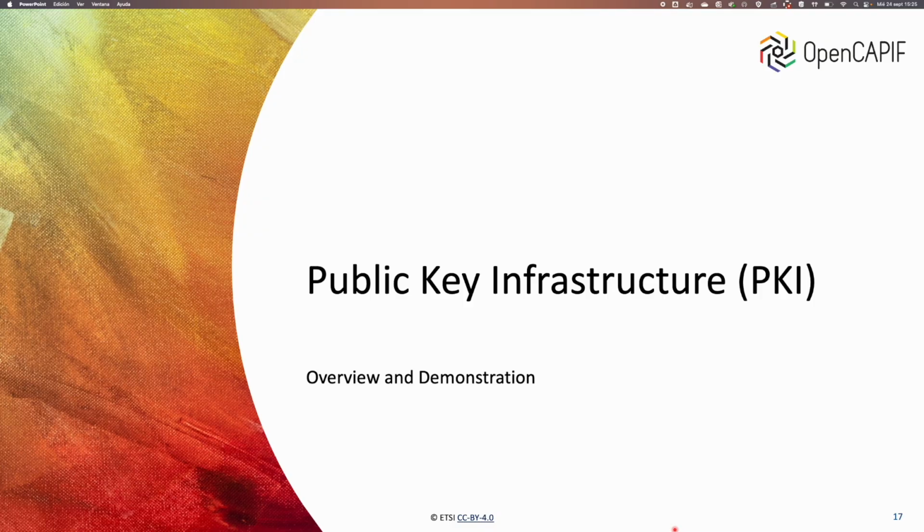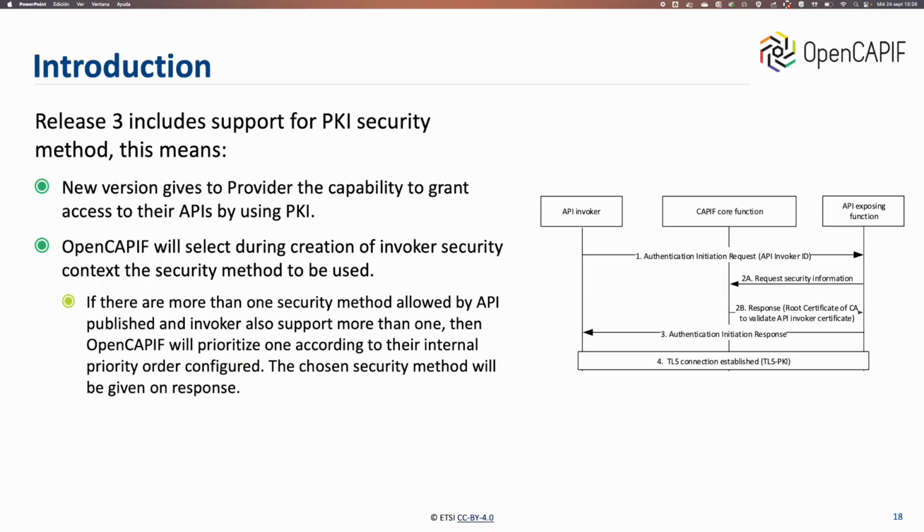OpenCAPIF Release 3 includes the PKI security method functionality. With this demo, we want to showcase how APIs exposed by a provider can be securely accessed using the PKI method through OpenCAPIF. Release 3 includes the support of the PKI security method. This new version gives the provider the capability to grant access to the APIs by using the PKI method.